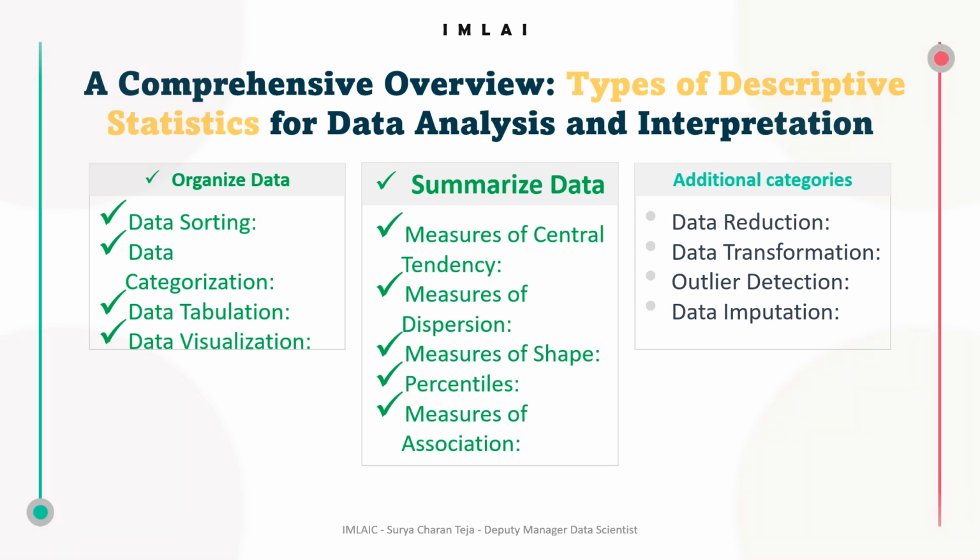So now the last nail in the coffin. The last tool category in the types of descriptive statistics is additional categories. In additional categories, whatever tools don't come under organizing data and summarizing data, I have named as a separate category called additional category. In the additional category, we'll be looking into data reduction, data transformation, outlier detection, and data imputation.